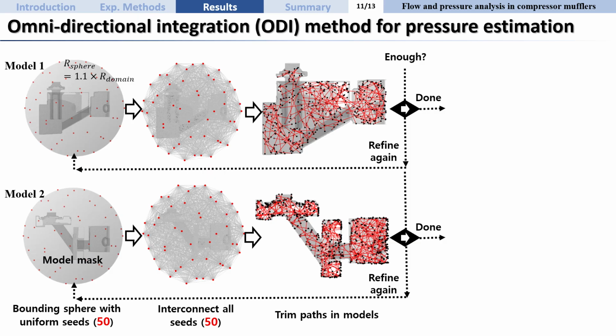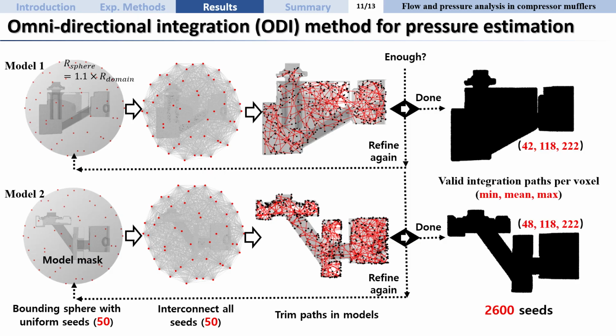However, in our actual computation, we used 2,600 seed points to ensure sufficient directional coverage. This resulted in a high density of valid integration paths for each voxel, with a minimum of over 40 and an average of 118 for both models. This large number of paths is what ensures a robust and reliable pressure estimation.